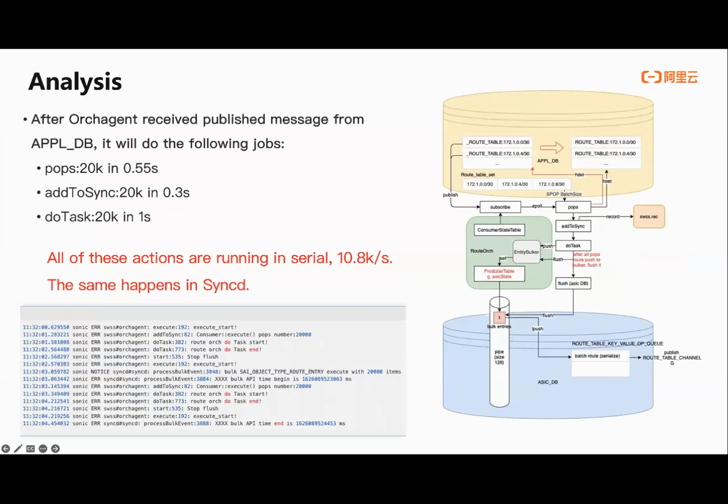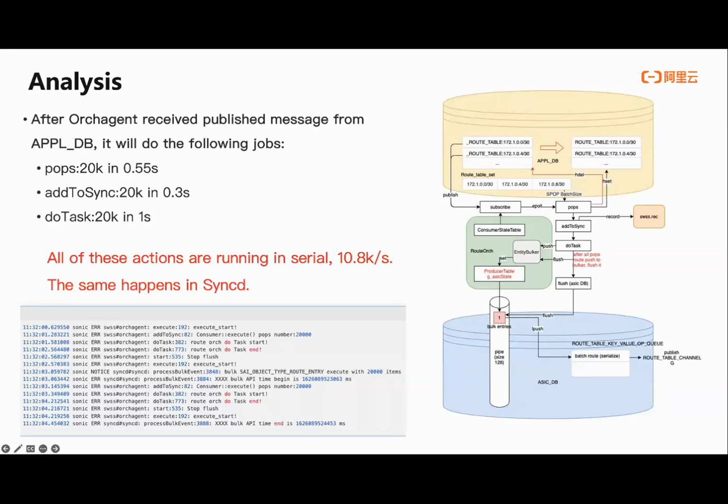And yeah, back to Orc agent. This graph shows the Orc agent workflow. After Orc agent receives a published message from APPLDB, it will do the following jobs. First, the function pops will read data from APPLDB. And then the function addToSync will record the routes in a local file. And finally, the function doTask will push routes to ASIC-DB. All of these three functions are running in serial, as you can see in the graph.